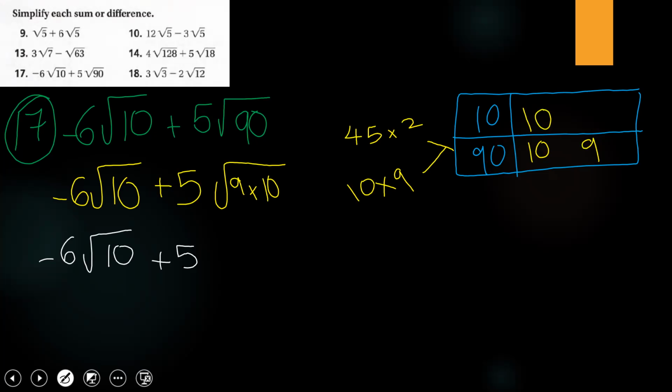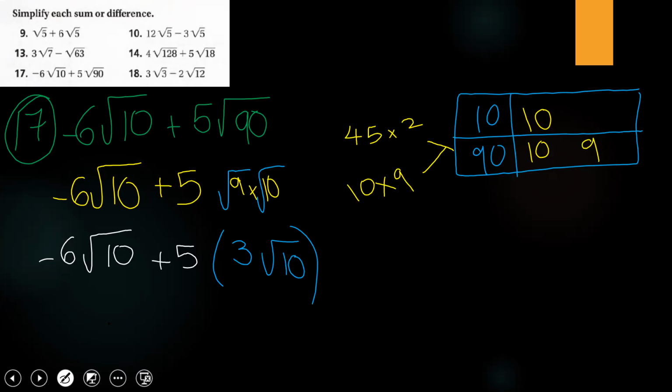Now let's distribute the square roots here, one for 9 and one for 10. We can say it's square root of 9 times square root of 10. What is the square root of 9? 3. And the square root of 10, keep it as it is. Then, as we see now, the numbers under the radicals are the same. So that's what I want.